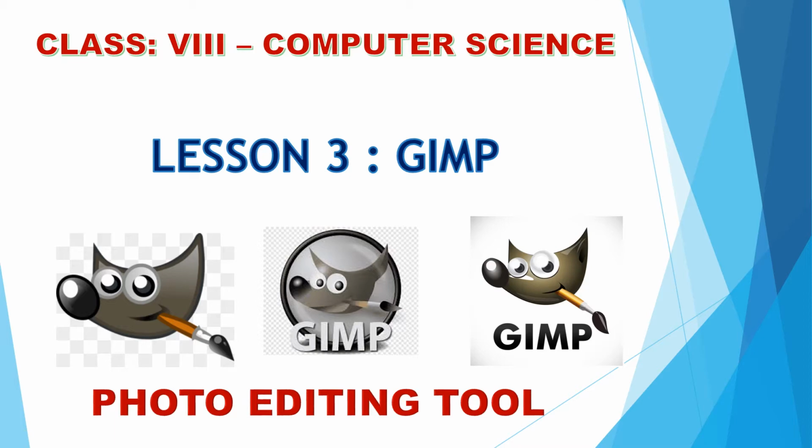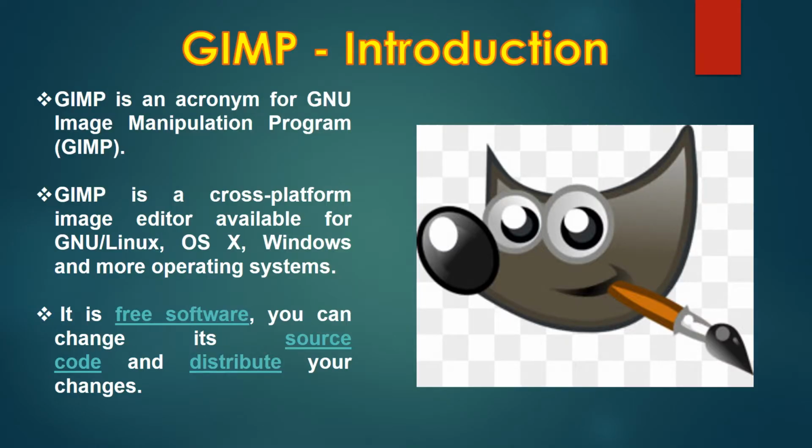The lesson name is GIMP. The expansion of GIMP is GNU Image Manipulation Program. This GIMP software you can use in Windows operating system as well as Linux operating system. It is a free software, so you can download this software from net.